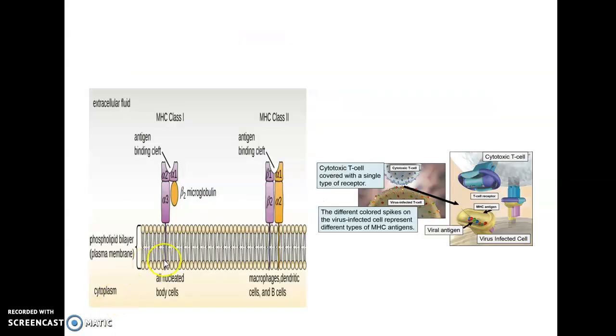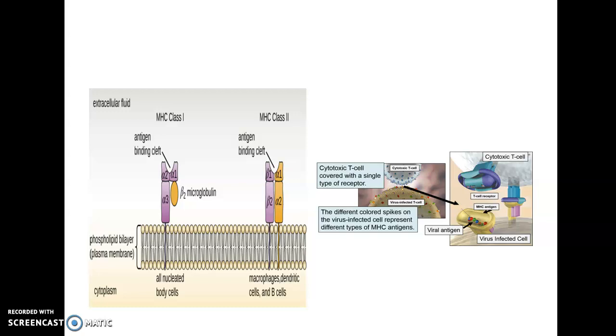Now looking at MHC class 1 and 2, they are very different in structure. MHC class 1 has an alpha 1, alpha 2 and alpha 3 domain. This alpha is a heavy chain, and it is a glycoprotein.